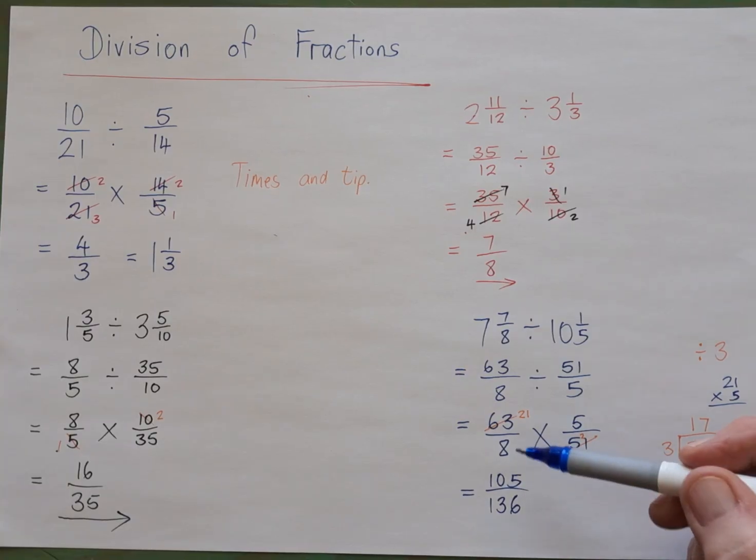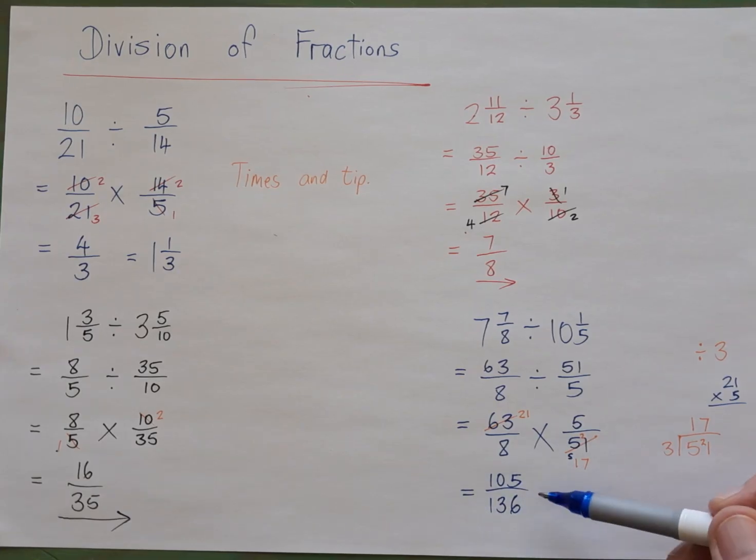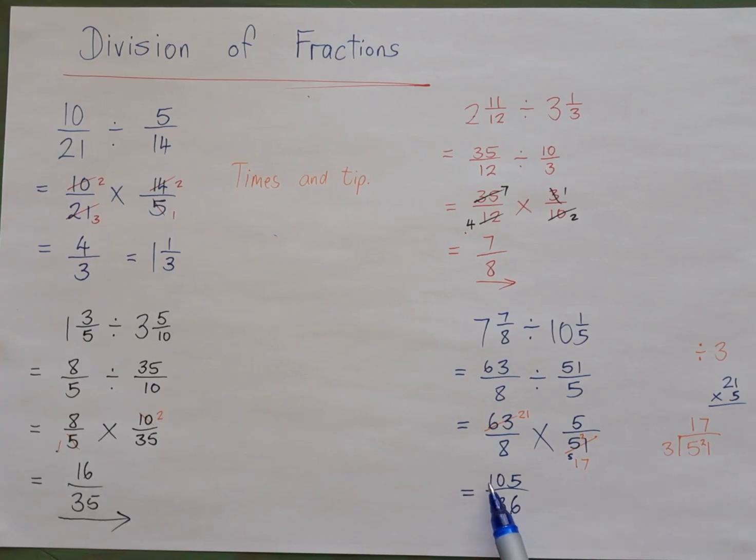But because we were so careful to make sure that we couldn't cancel any further here, we know there's nothing there. Well, let's check for 3, because 3 can throw us sometimes. 1 plus 5 is 6. That's divisible by 3. 1 plus 3 is 4. 4 plus 6 is 10. 10 isn't divisible by 3.